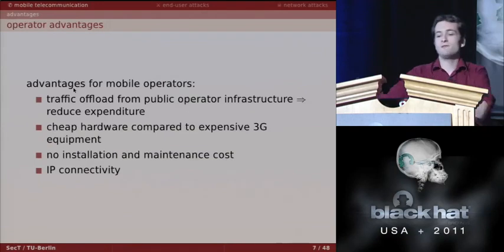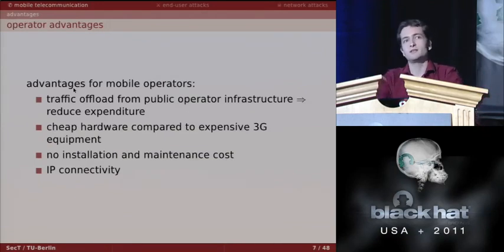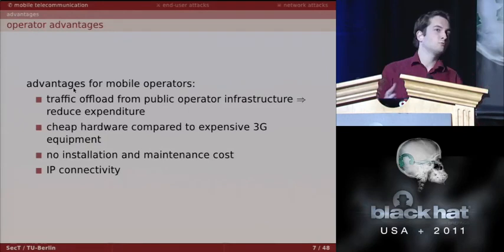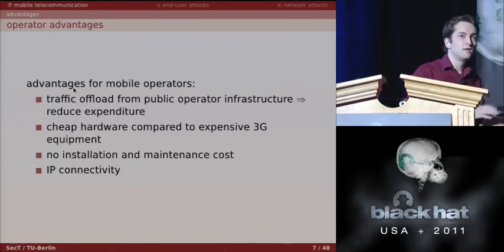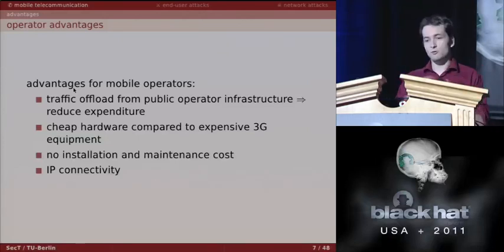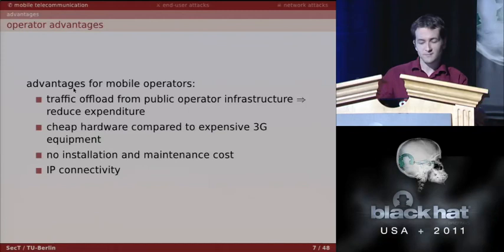Femtocells also have lots of advantages for the operator, and actually that's the main reason why they are deployed all over the world. The first one is the traffic offload, and that's the most important one. Instead of using the antennas on the roofs for your data bandwidth, when you're at home, when you want to browse, you use the home node B. So that offloads the traffic from the big antennas to the small antennas. That's the main point.